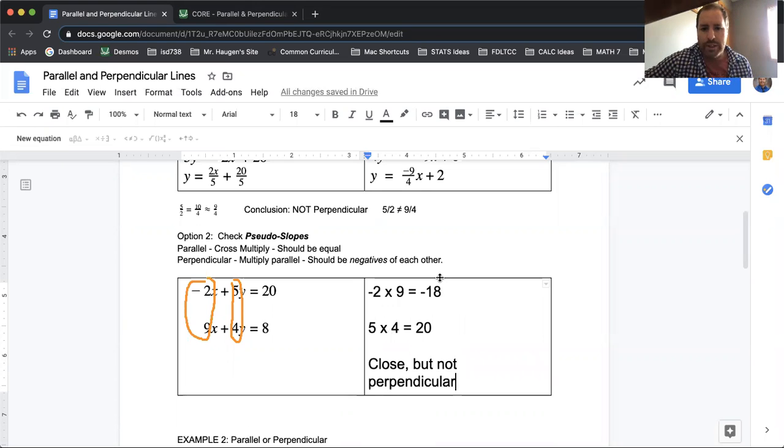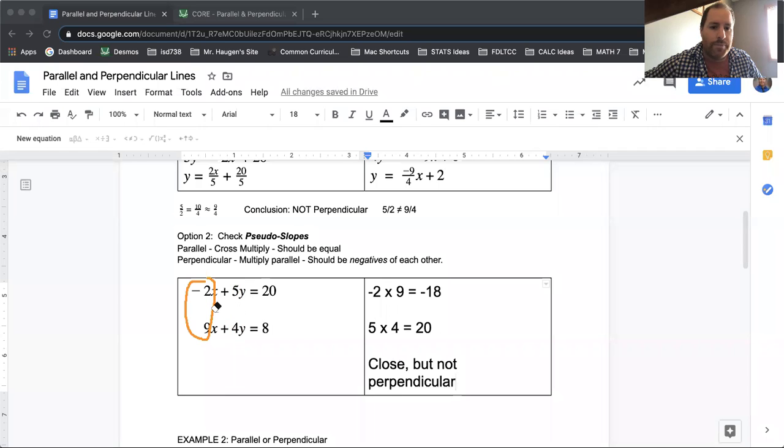So if these two had ended up being like negative 20 and positive 20, then we would know, yes, that they are perpendicular. But in this case, they are not the same thing. So that's one way. It's quicker, but again, we sort of lose that understanding. But what we're doing is checking those slopes.